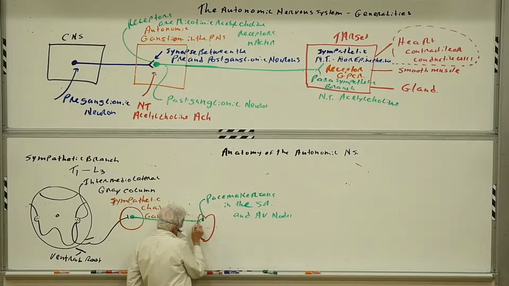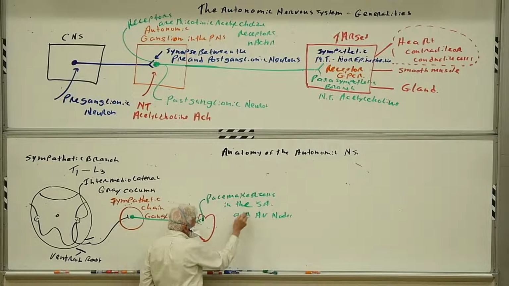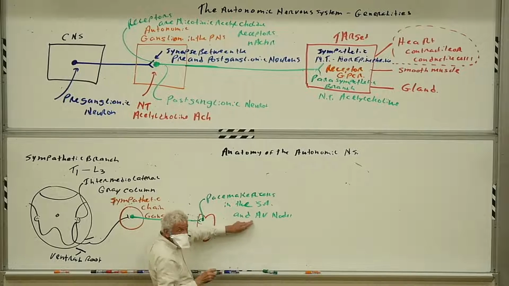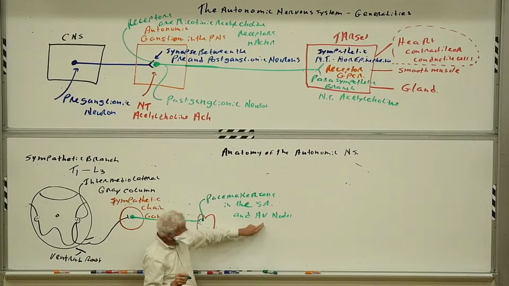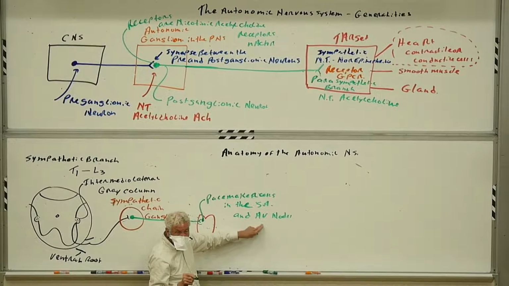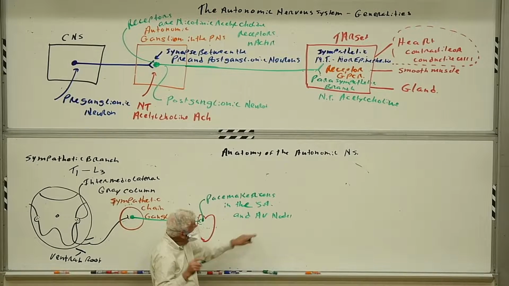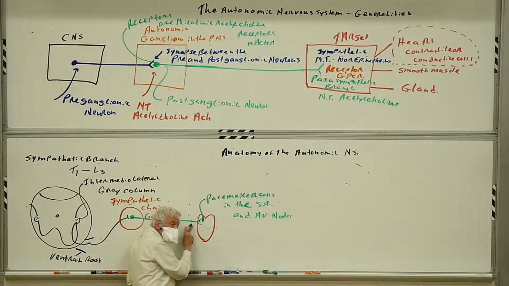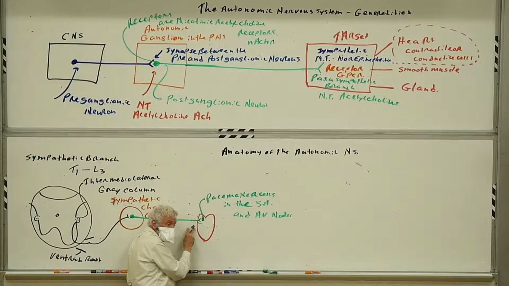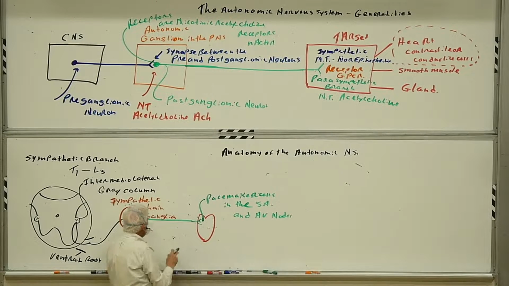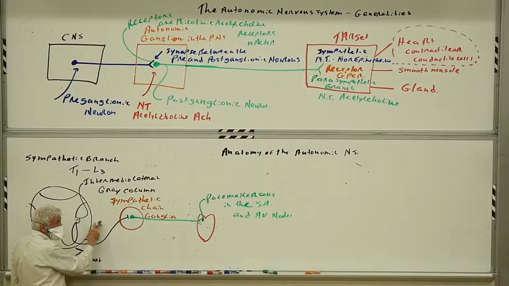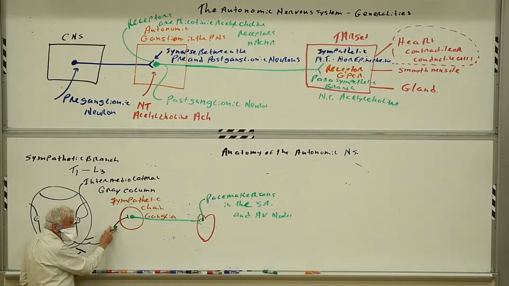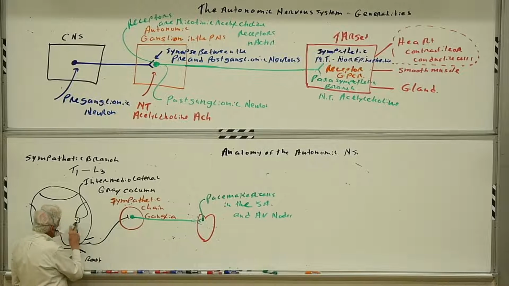Now, the truth of the matter is there'll be branches here, some of them coming to the SA node, some to the AV node. Some will actually even go to the bundle of His and to the left and right bundle branches. But the long and the short of it, this innervation of these pacemaker cells is going to be the modulation of the heart rate. That's how we're going to modulate the heart rate. This is sympathetic, so this is going to be increasing heart rate. So that's the anatomy of the sympathetic branch.